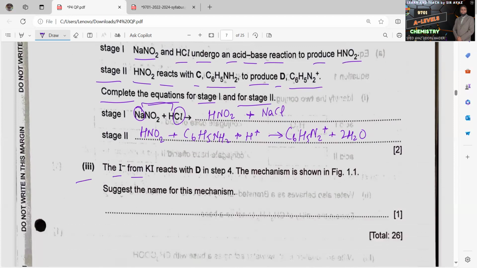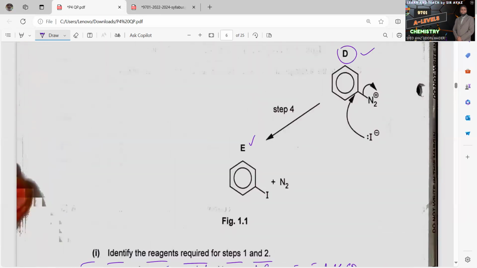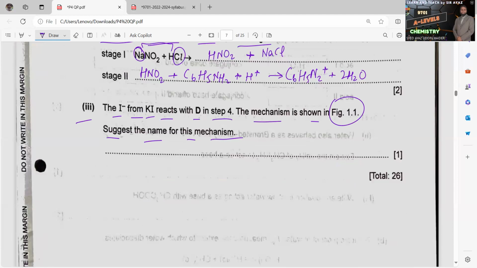Number 3, the I- from KI reacts with D in step 4. The mechanism is shown in figure 1.1. Suggest the name for this mechanism. Step 4. So here's step 4. What is happening? It is a nucleophile replacing another nucleophile. So it must be nucleophilic substitution. So you'll write nucleophilic substitution.